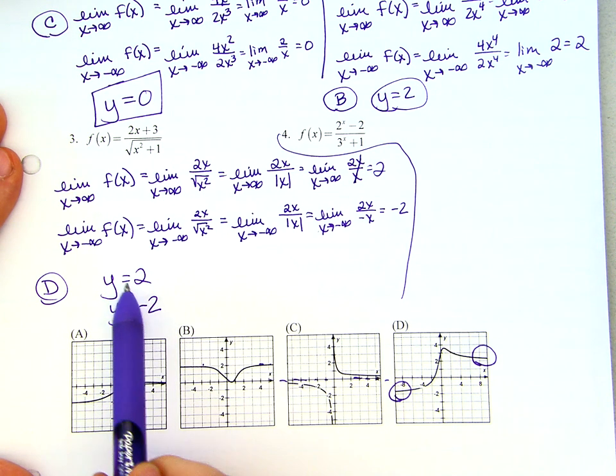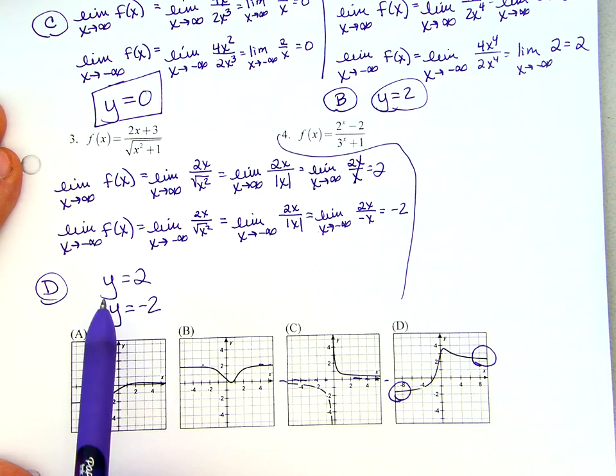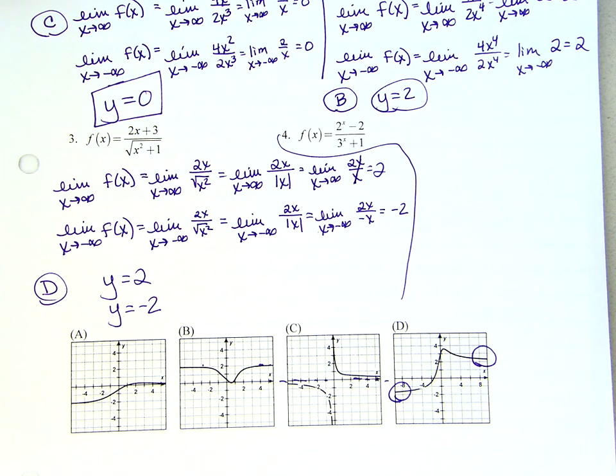And also, I know that it's approaching 2 on the right side because that was my limit as I approached regular infinity, and negative 2 on the left because that was the limit as I approached negative infinity.